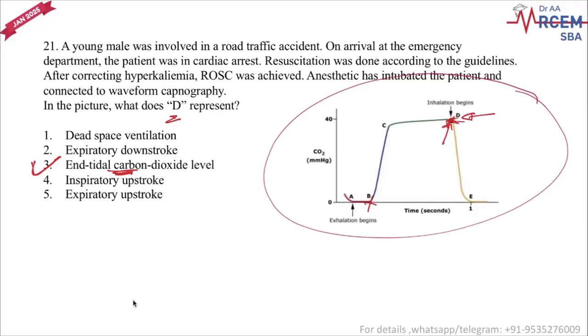Here is the inspiration, what starts. Here is the plateau phase, which starts with the exchange happening in the alveoli. Here, from this point, is the maximum point or the end of the expiration and start of the inspiration. That's why it falls down.